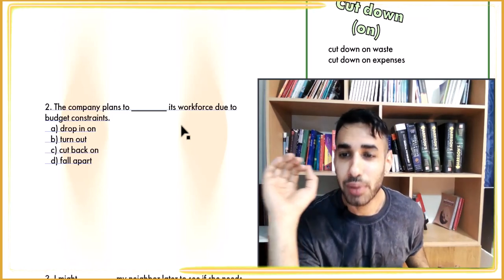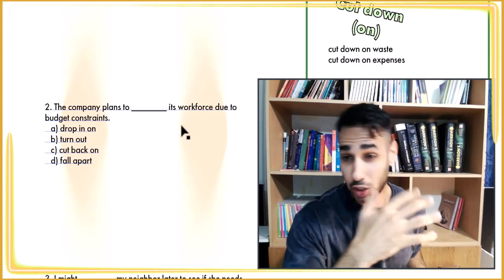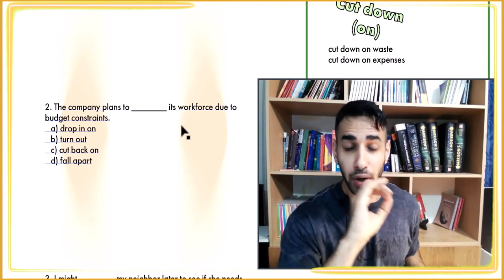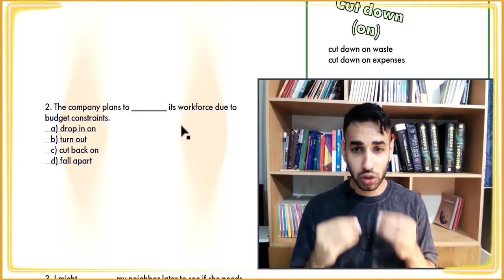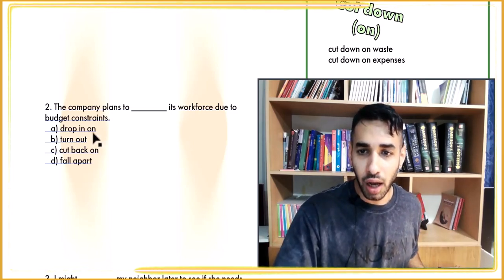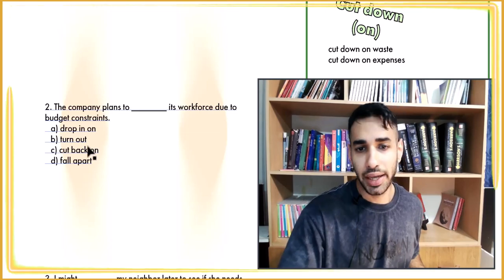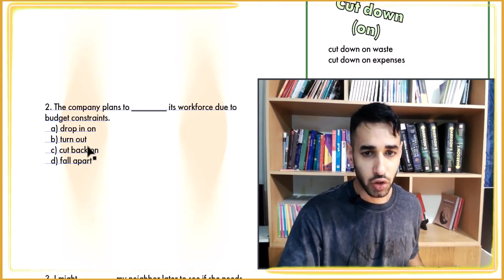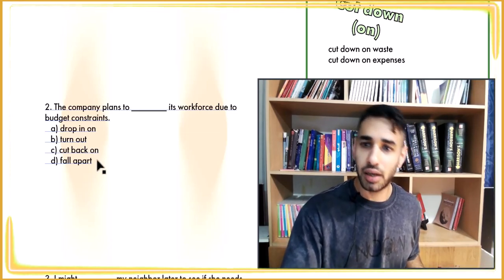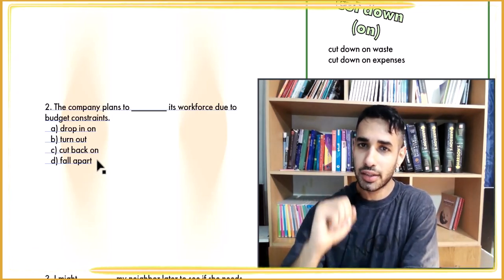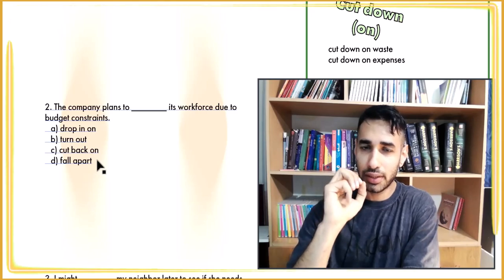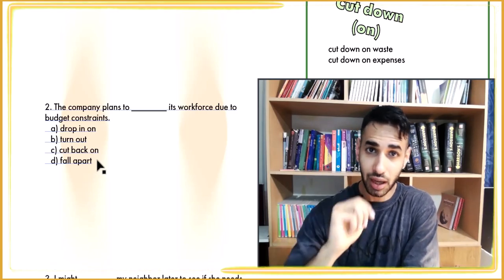The company plans to blank its workforce due to budget constraints. The budget is limited and the company wants to cut down its workforce. Option A, turn out its workforce. Option B, cut back on its workforce. Option C, and fall apart its workforce, option D. Drop the correct answer in the comment section.